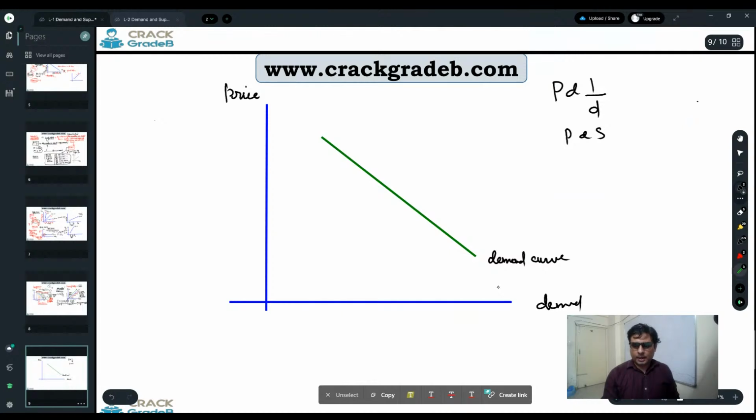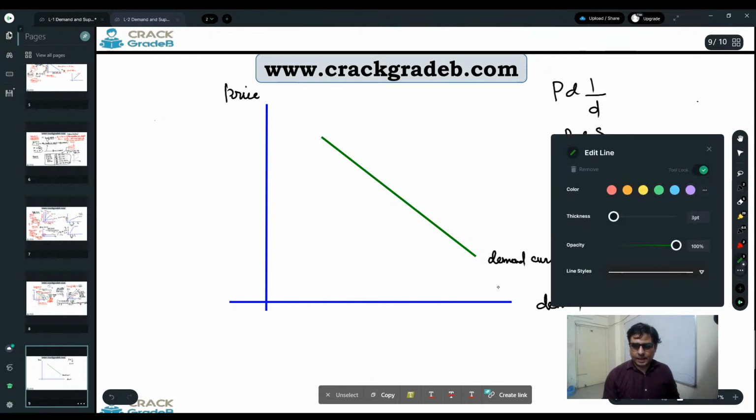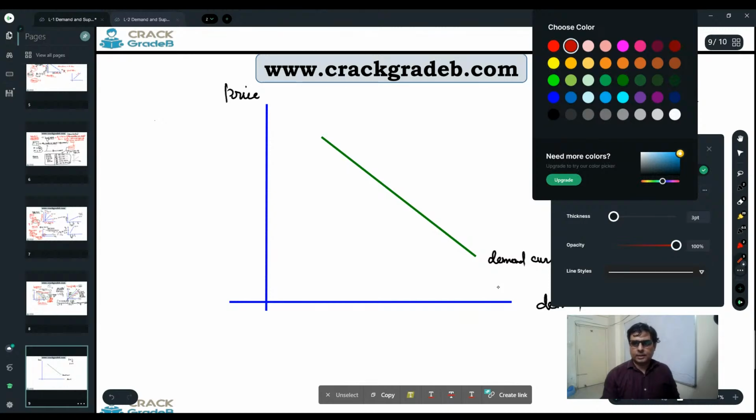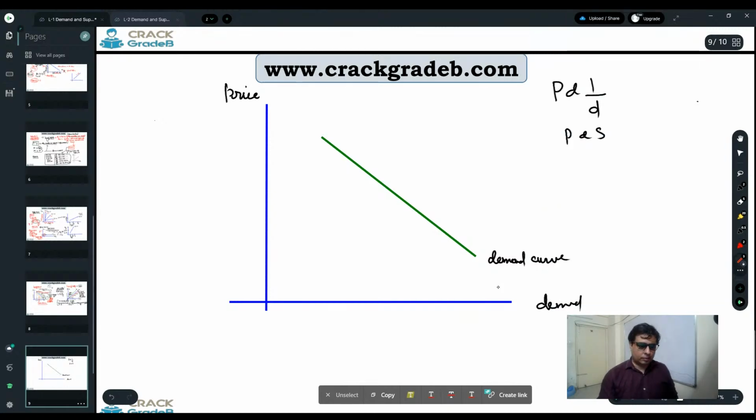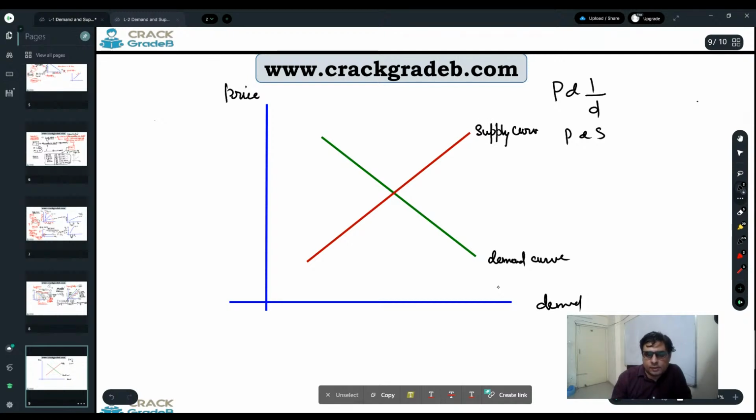But on the same graph at the same time, we will take the supply curve also. So when price is increasing, demand starts decreasing, right? But we know that when the price increases, supply is going to increase. So the supply curve will shift in this direction, right? Supply curve.